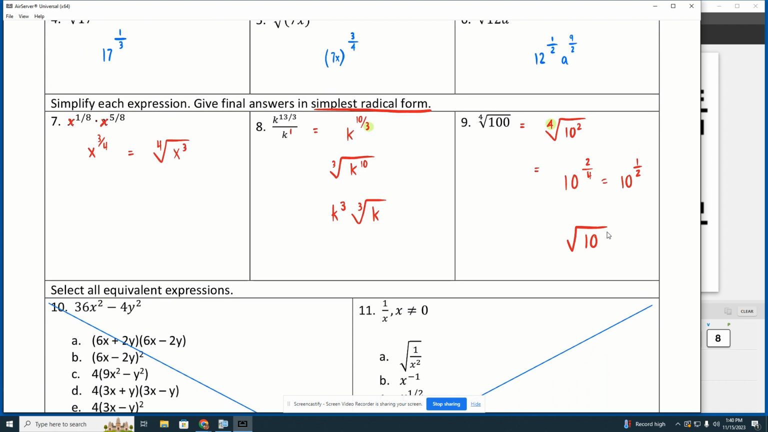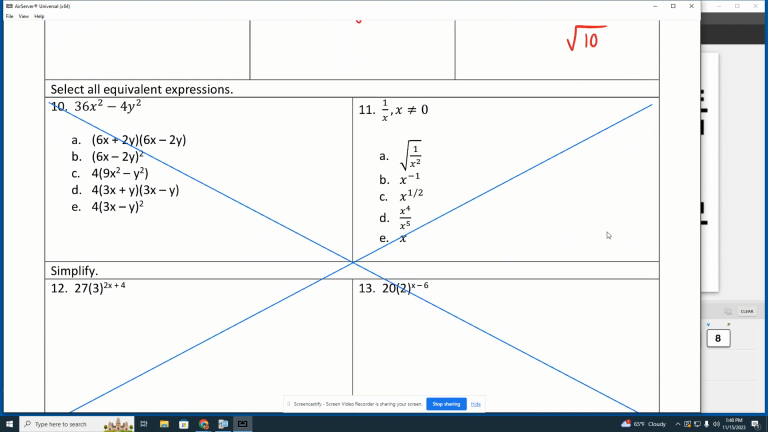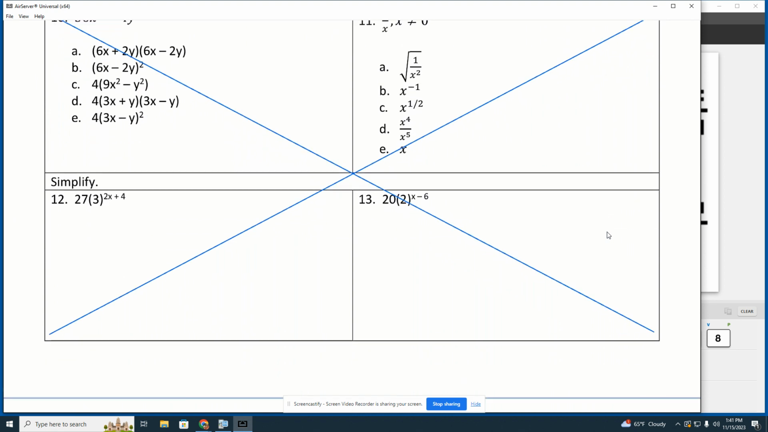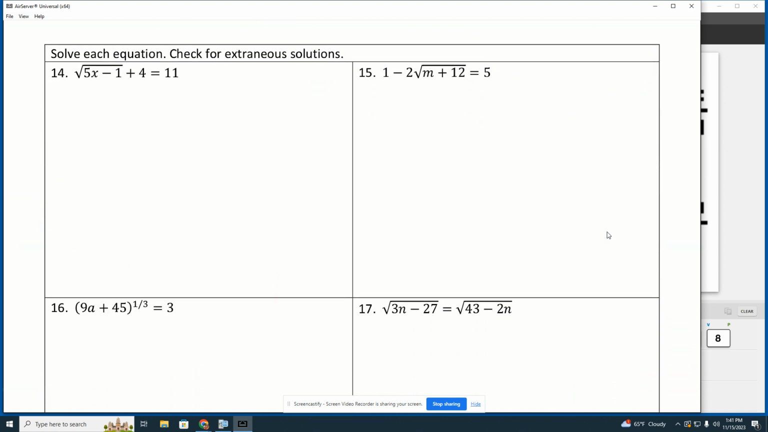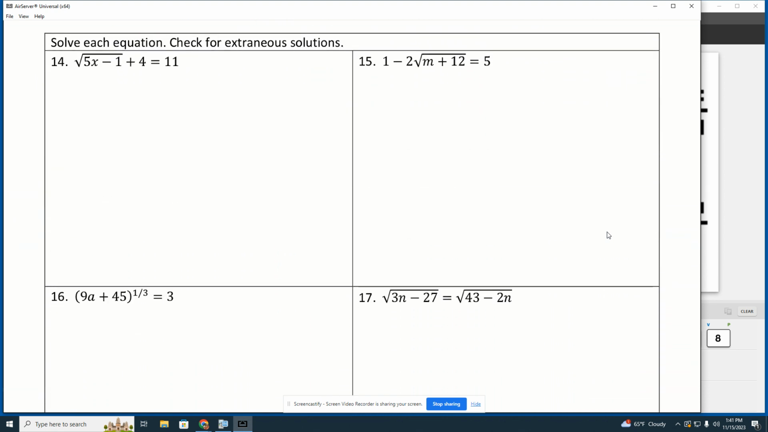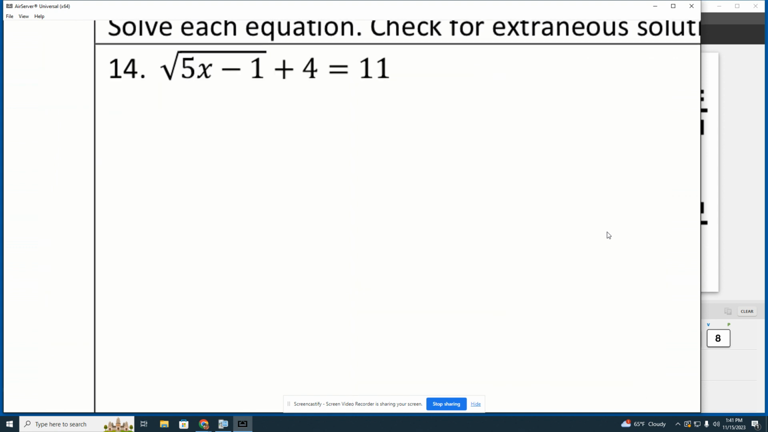So very different answer, and that is the correct answer. Okay? Now remember yesterday I told you to mark out 10, 11, 12, and 13. We did not do simplify or equivalent expressions, so we're going to hold off on that until we get back from Thanksgiving break. Now, the next grouping has to do with solving radical equations. So let's start with number 14.